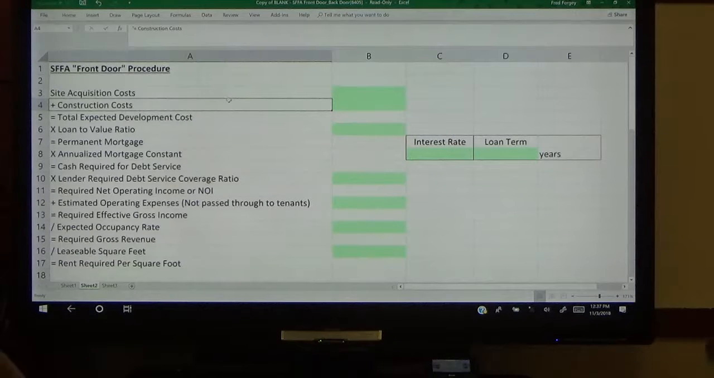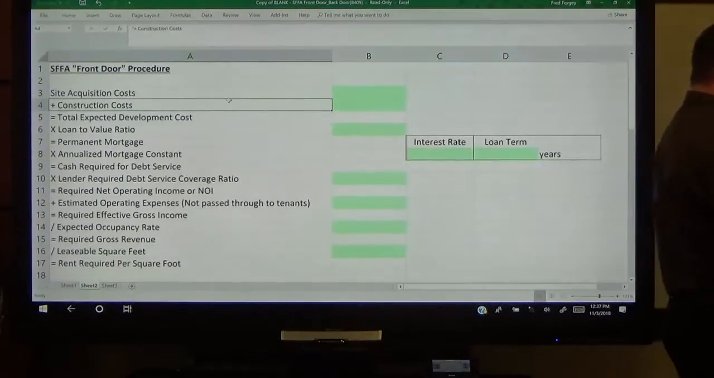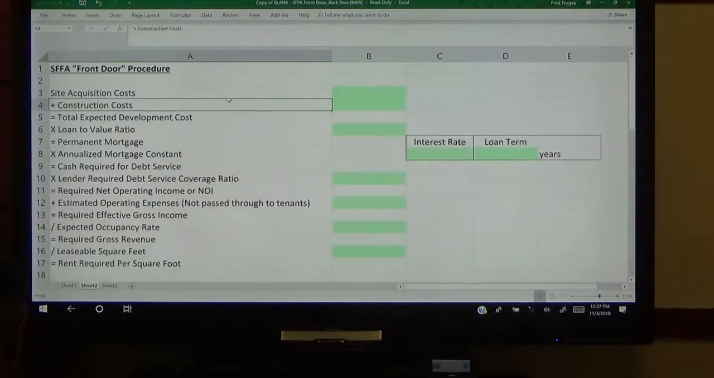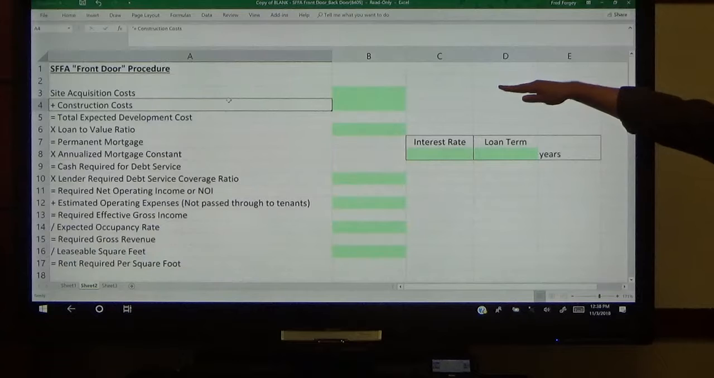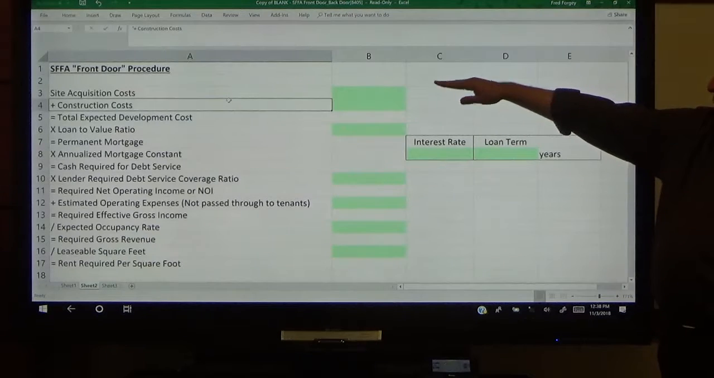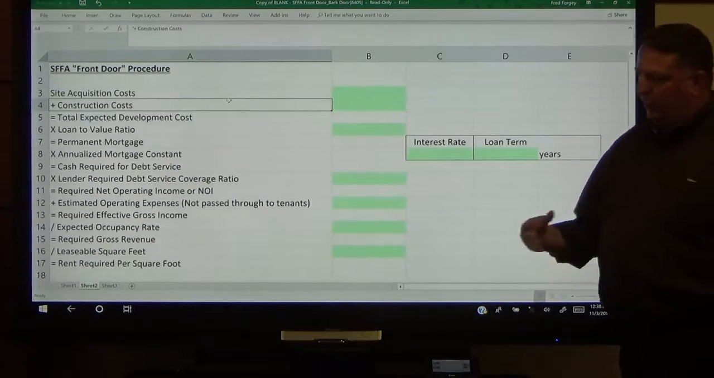This is what I would call the back of the envelope, just quick and dirty analysis to get a sense for whether a project is going to pass the smell test of is it worth it, is it not worth it, should I do it, should I not do it, should I at least give it a second look. And so that is one direction, okay? The front door approach, as I said, you start out with the site cost and the construction cost and work toward the rent required per square foot.